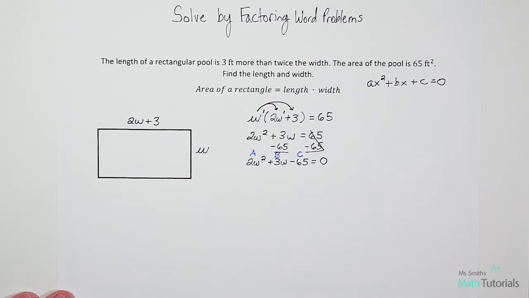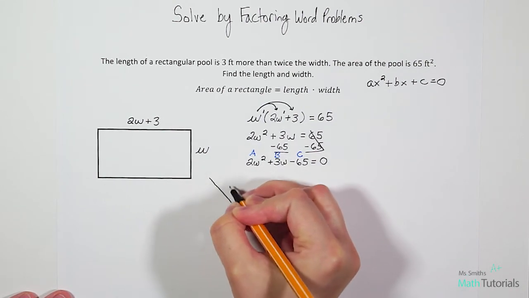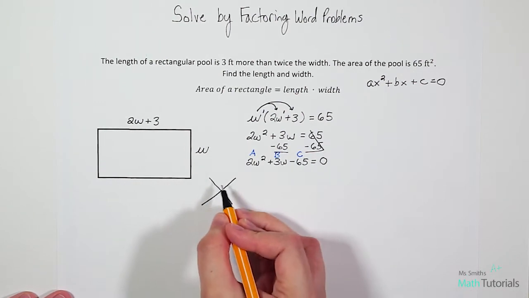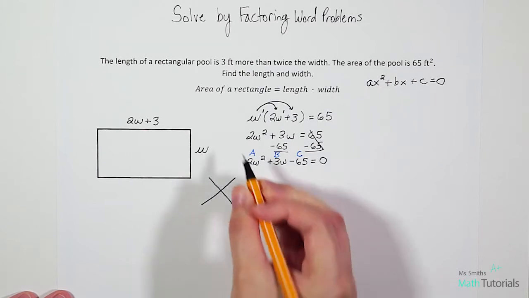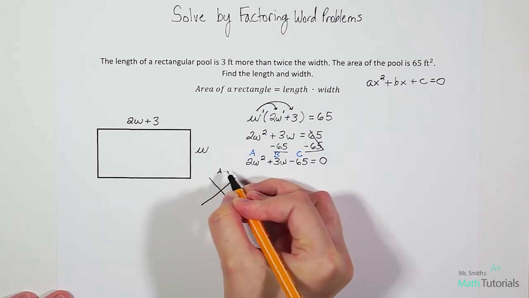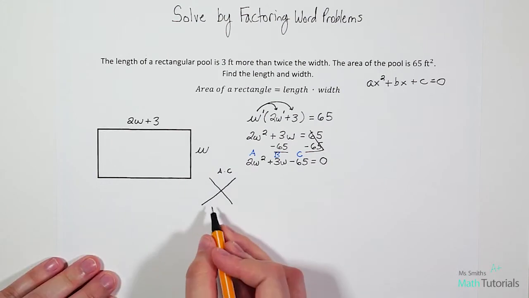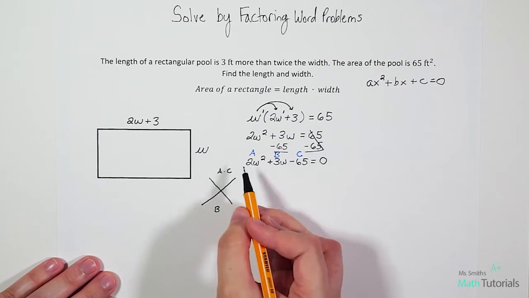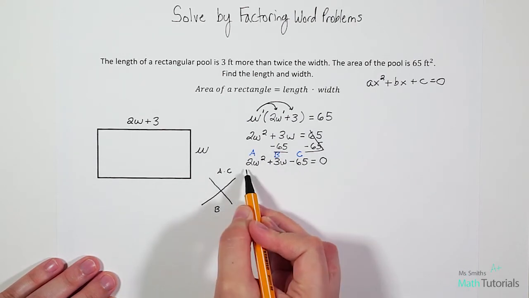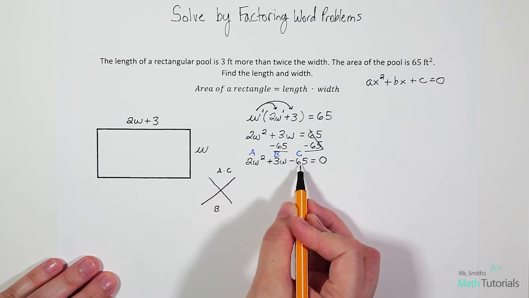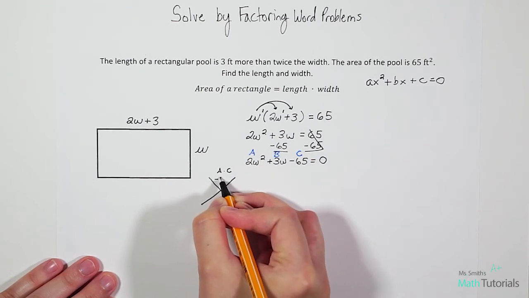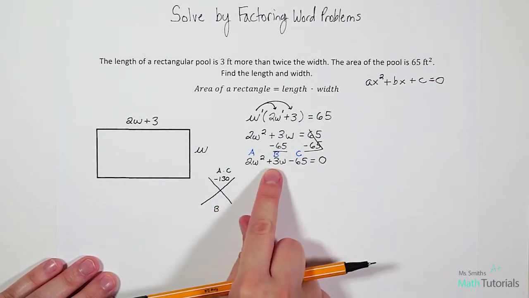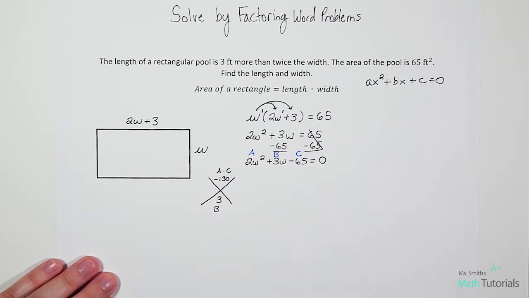Once we know our A, B, and C, we can build this x. Now the way this x works is the top of the x, this little top V here, we put A times C. And in the bottom of the x, we put our B value. Now in this case, A times C, so that would be a 2 times a negative 65. That's going to give us negative 130. And then in the bottom, our B value is a positive 3.